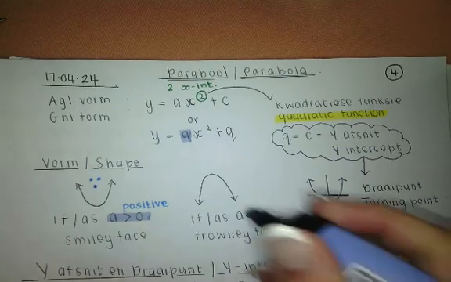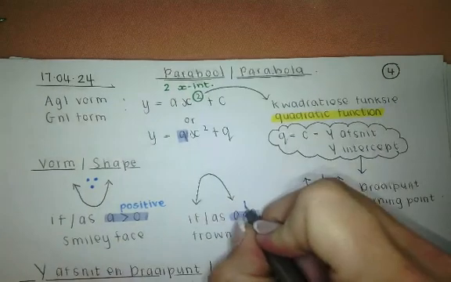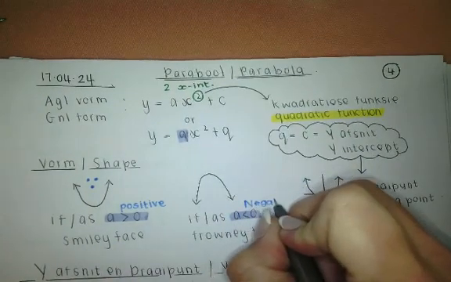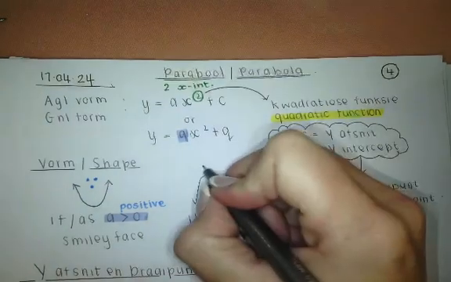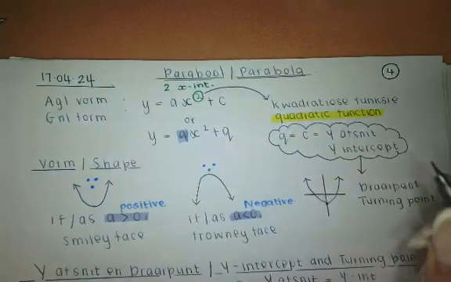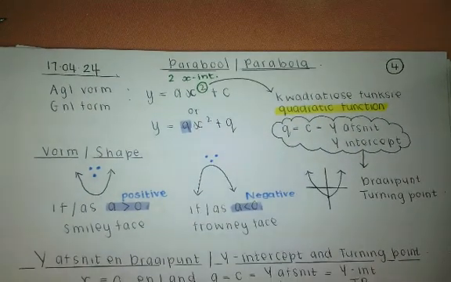If a is less than 0, meaning it's negative, we are going to have a frowny face or a sad face parabola. So you mustn't confuse now. M has got to do with the straight line. M tells us if it's increasing or decreasing. The a in a parabola tells us if it's a happy face or a sad face.